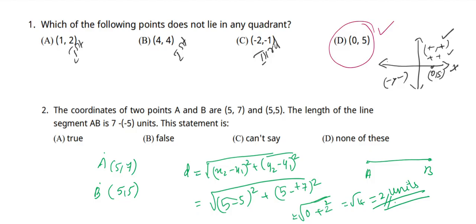But as per the statement given here, the length of the line segment AB is 7 minus 5, that means 12 units. So is it correct? No, this is a false statement. So the correct answer is false. Option B is the correct answer.